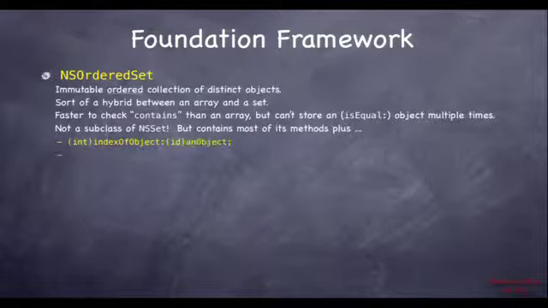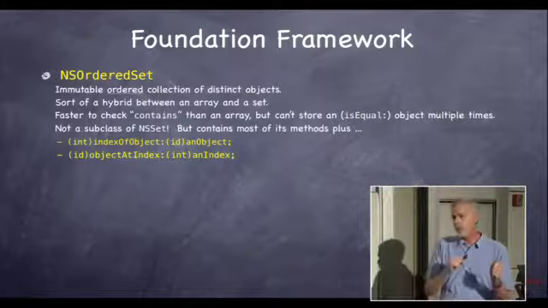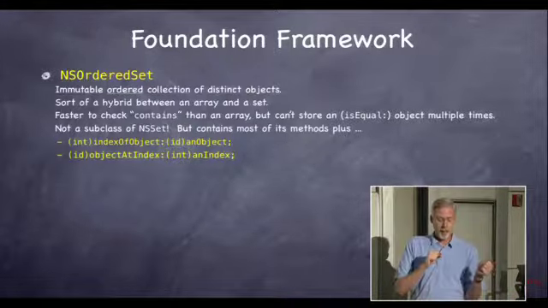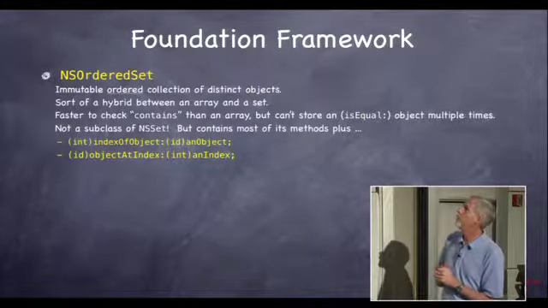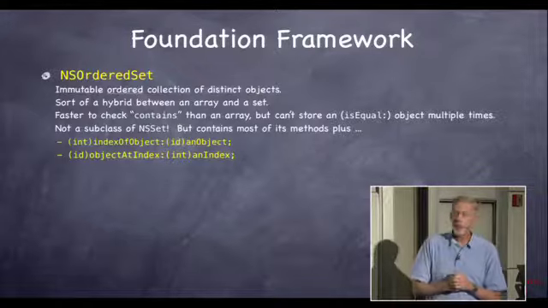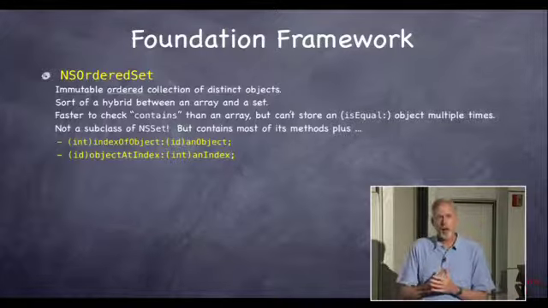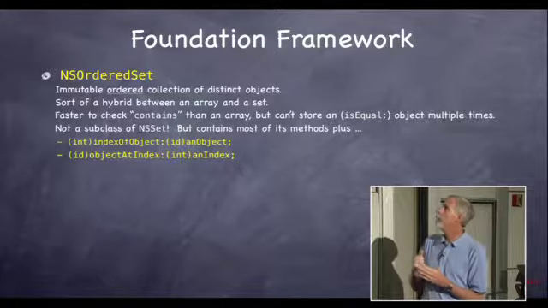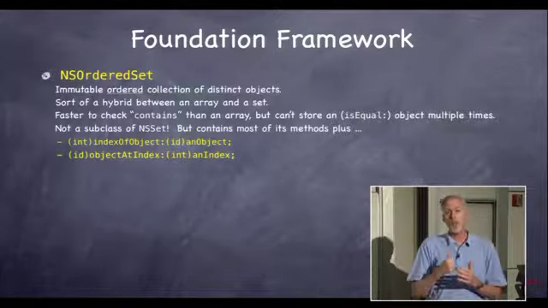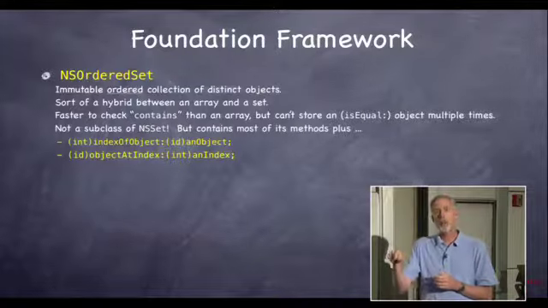And then there's NSOrderedSet. So NSOrderedSet is not a subclass of NSSet, but it's kind of a hybrid between an NSArray and an NSSet. And so it does let you do indexOfObject and objectAtIndex. However, again, you cannot put the same object twice in. That's the difference. So contains, doing membership checking, is quite efficient with an NSOrderedSet compared to an array.